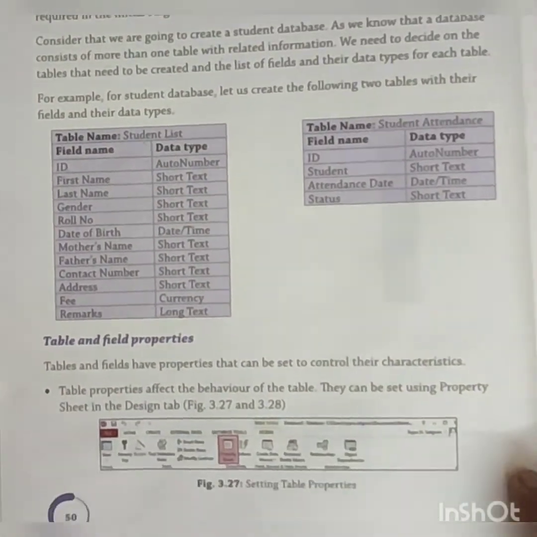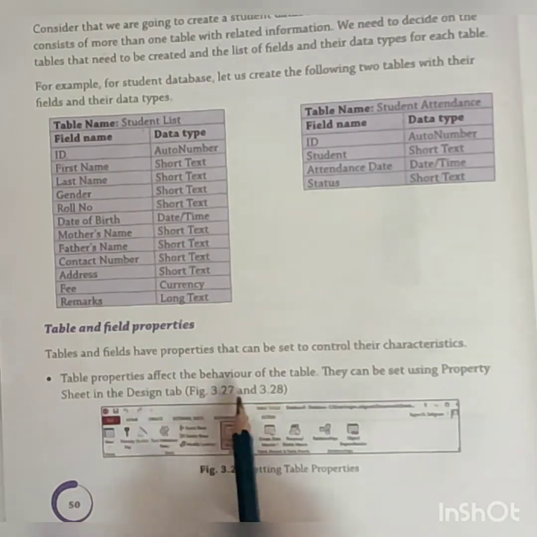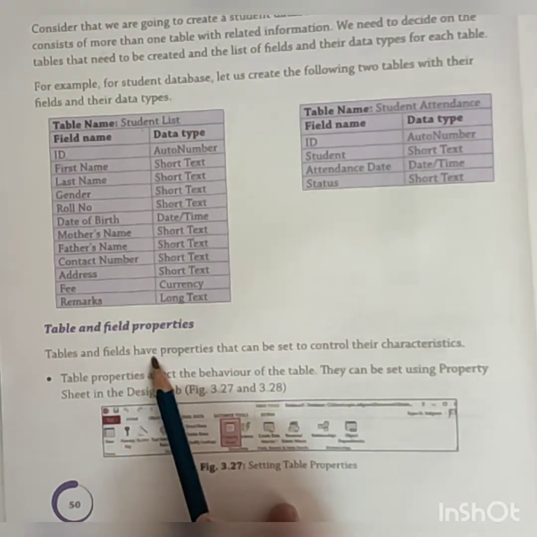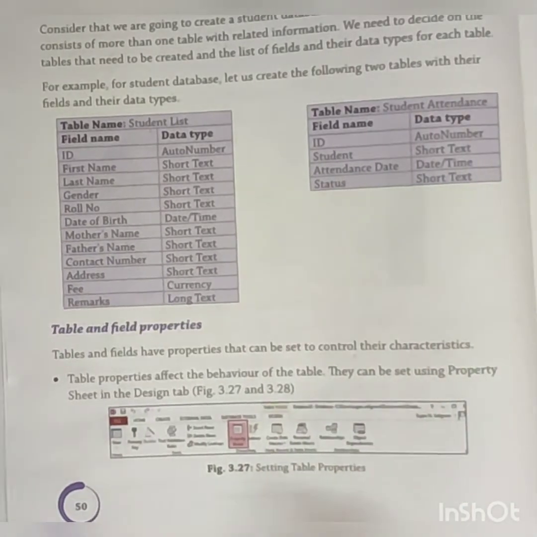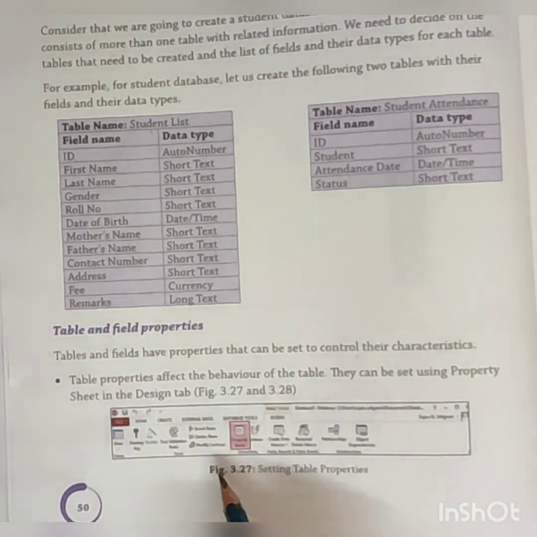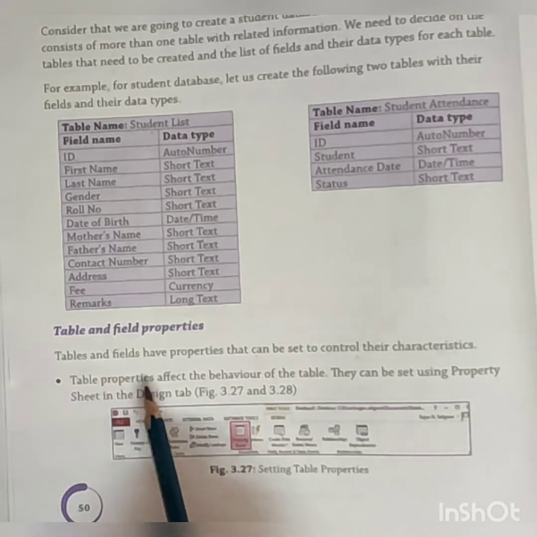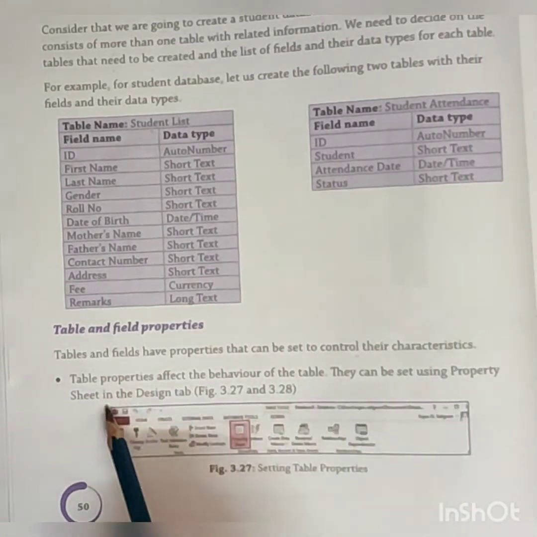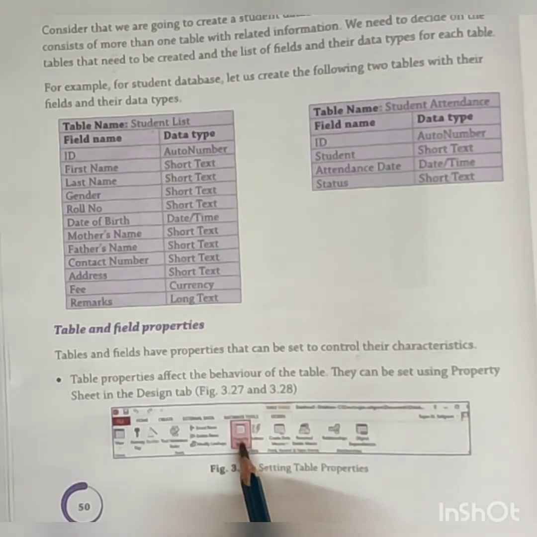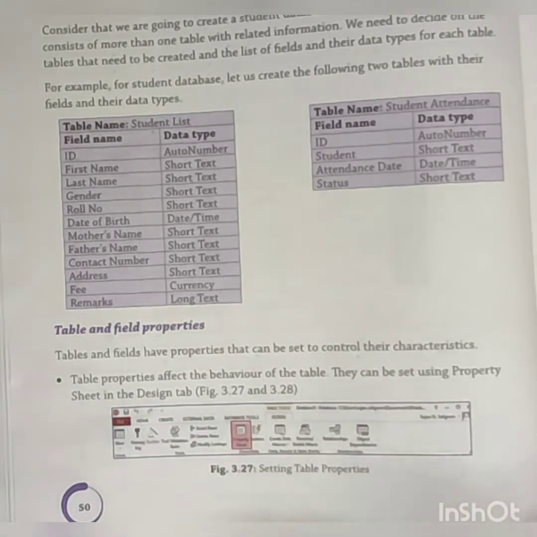Next we have table and field properties. Tables and fields have properties that can be set to control their characteristics. Now where will you get these properties? Table properties affect the behavior of a table. They can be set using the property sheet. There is an option called property sheet. You can set it.